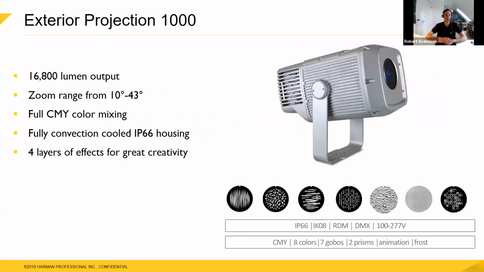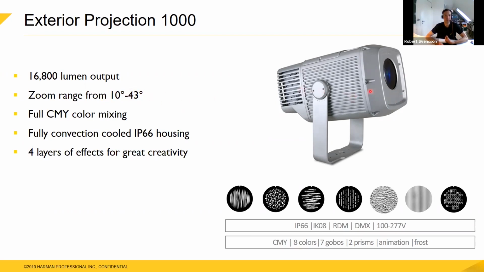If you look at the bigger brother, we have the Xteo Projection 1000. It's more or less the same product, you can say. It's just 3 times as much light output. It features a motorized zoom, so you don't have to select a specific beam angle from the beginning.